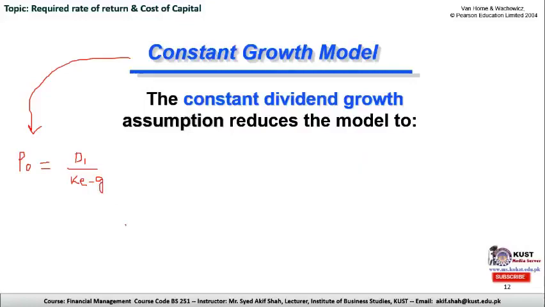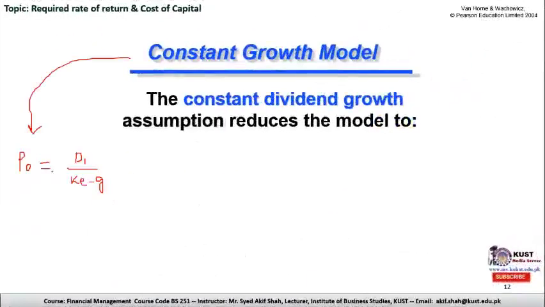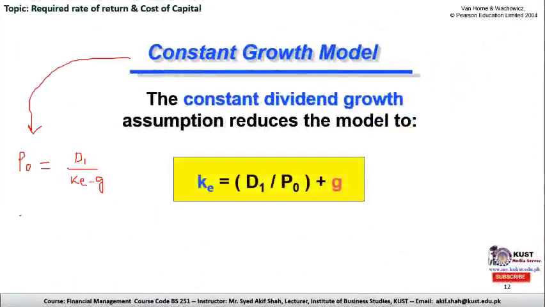So the previous formula, this one, P naught is equal to up to infinity, will reduce towards P naught is equal to D1 divided by KE minus G. And how to calculate D1? It's very simple. D1 is equal to D naught, our current dividend, into 1 plus G factor, which is a growth factor. So in order to calculate the D1, we can use this formula as mentioned.